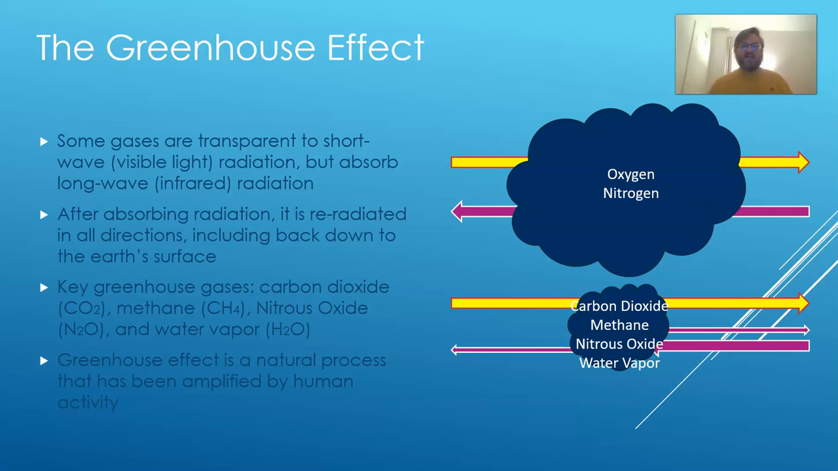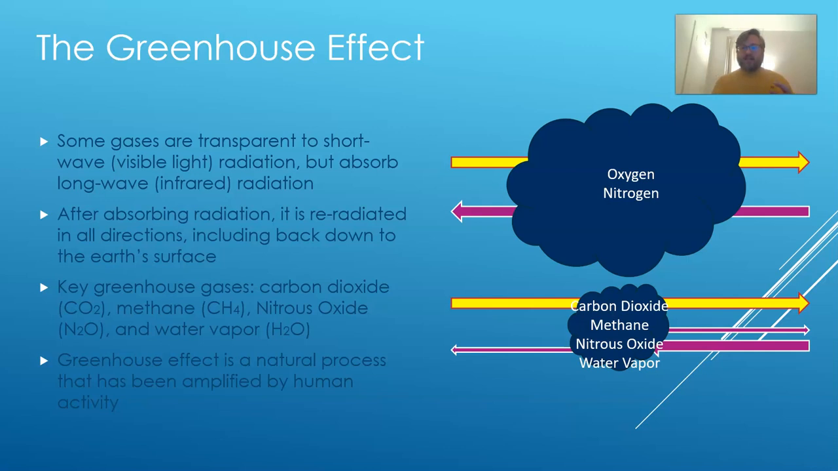But we have these gases that are present in very small percentages of our atmosphere that are greenhouse gases. So these are gases that are still transparent to that short wavelength visible light radiation, the insolation that's coming in from the sun. It passes right through those greenhouse gases, but they will absorb longer wavelength infrared radiation. So when energy goes back out, it's not going to pass right through these other gases. And these are gases like carbon dioxide, methane, nitrous oxide, or water vapor.